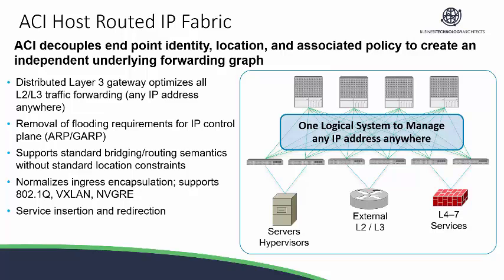Now, what we have to think about as well is that it's a distributed layer 2 gateway. We're also removing all flooding requirements for the IP control plane. So there's no ARP or GARP traffic. That's actually reversed in ACI. Supports standard bridging routing semantics, supports VXLAN, which is most important, as well as 802.1q.